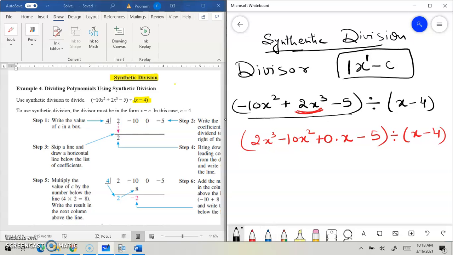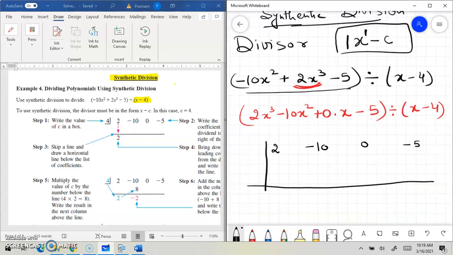Now in synthetic division, what do you write? You write all the coefficients of the dividend, just the coefficients. So 2 in that specific order, negative 10, 0, negative 5. You draw a line here and a line here. And you write this c. If this is in the format of x minus c, then this number 4 is written here. Okay, so let's see how the synthetic division works.